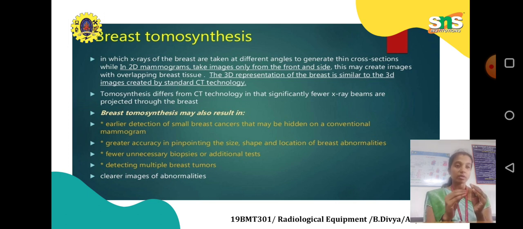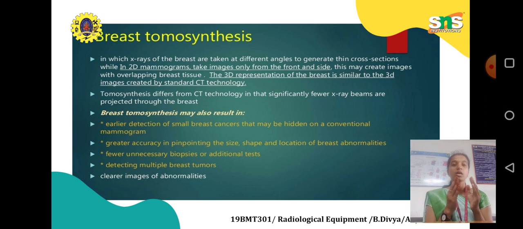3D mammographic representation is similar to 3D computed tomography technology. Tomosynthesis differs from CT technology in that significantly fewer X-ray beams are projected through the breast. In CT we pass a large number of X-rays, whereas in mammography we pass only a small amount of X-rays.